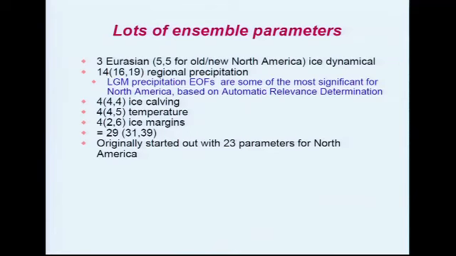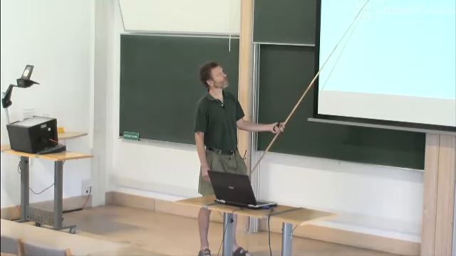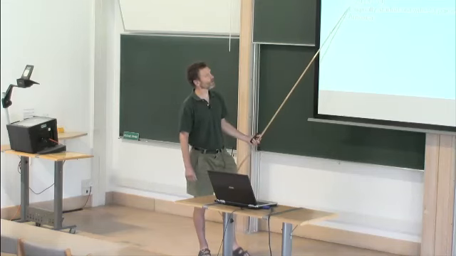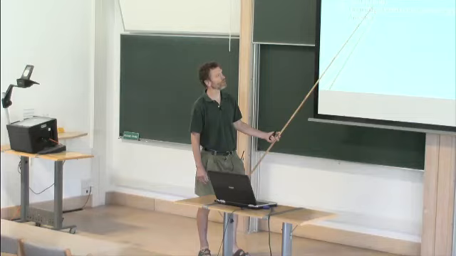Okay, so ice dynamical parameters in terms of fast flow response, 3 to 5. The largest source of uncertainty in my mind is regional precipitation. So I have 14 to 19 parameters controlling regional response, precipitation and regional response, surface elevation changes, and surface temperature. Ice calving, I said, is a major uncertainty, so you have 4 parameters with that. I only have 4 with temperature, and I'll get into the ice margins in a minute. And what this adds up to then was, right now, 29 for Eurasia, 39 for North America.